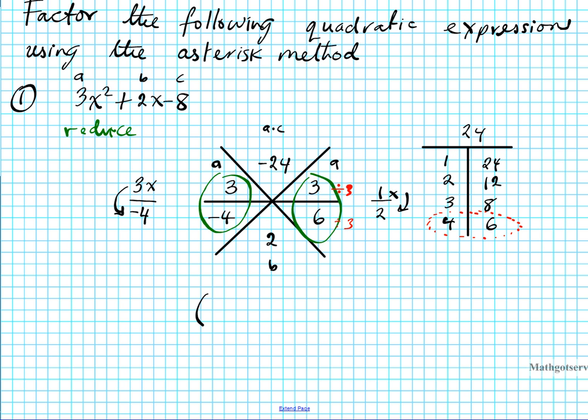All right, so your final answer is going to be, see this arrow means you're going to write 3x minus 4 for this one, and then for this one times 1x, you can just write it as x plus 2, and there goes your factored form.